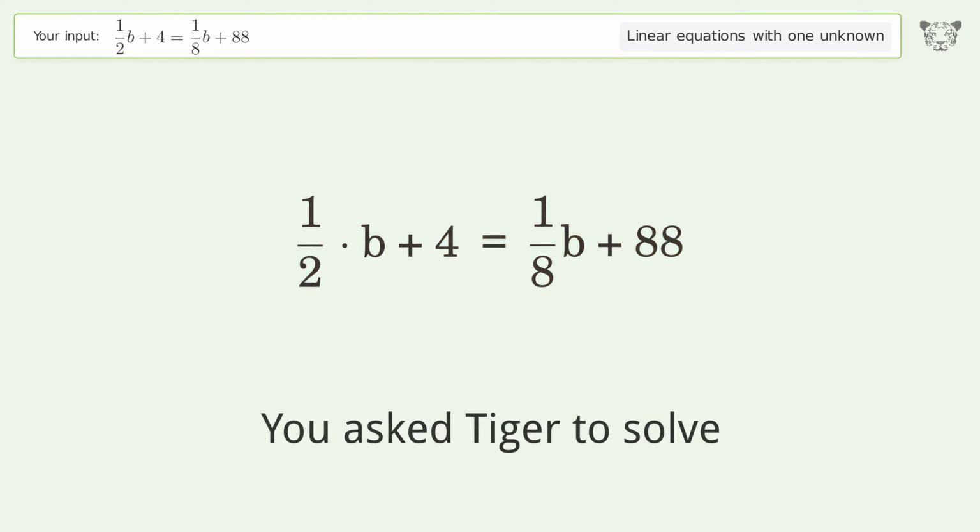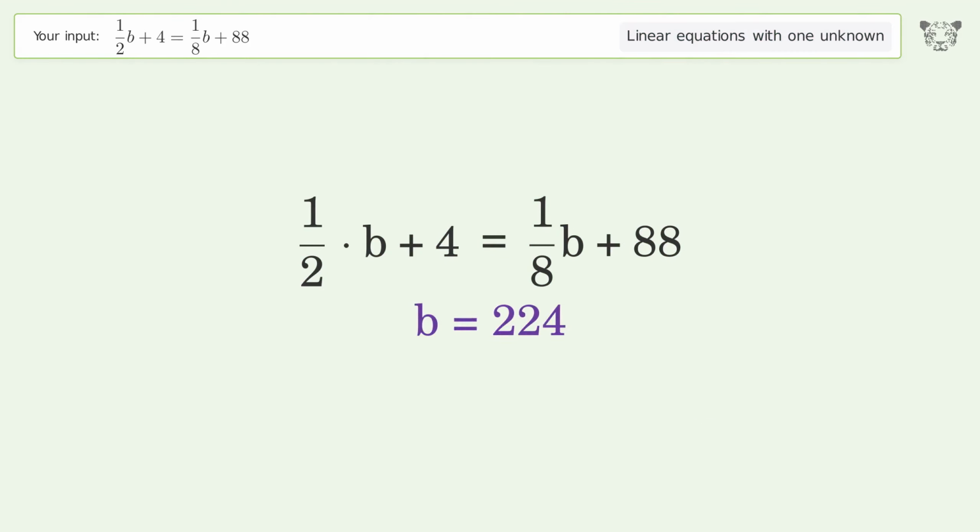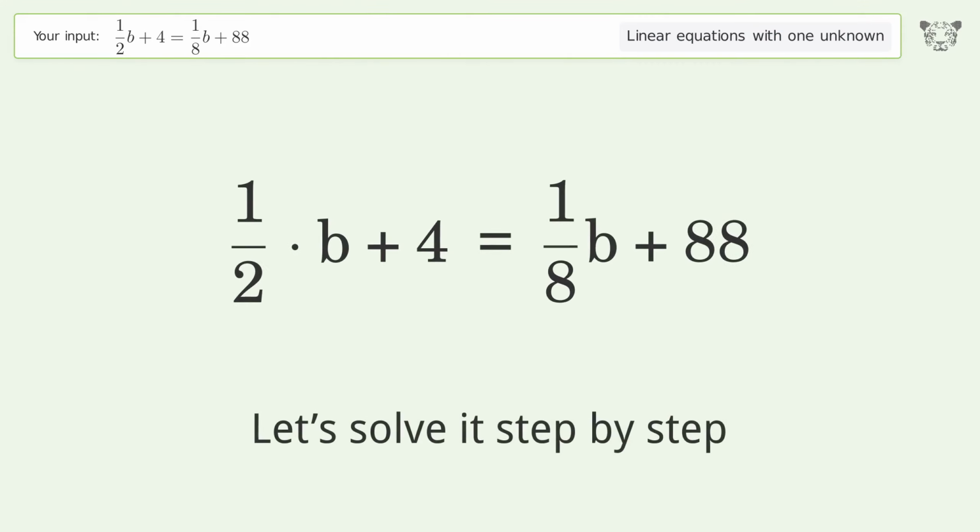You ask Tiger to solve. This deals with linear equations with one unknown. The final result is b equals 224. Let's solve it step by step.